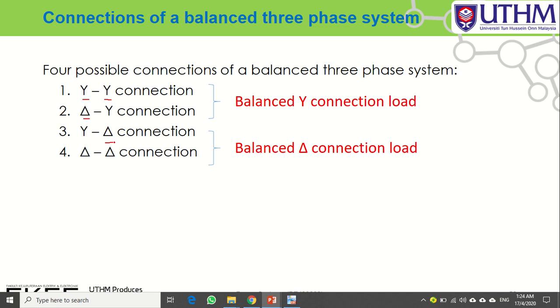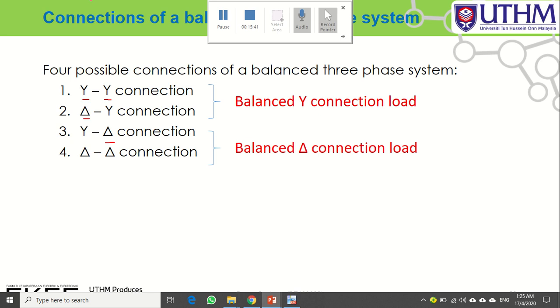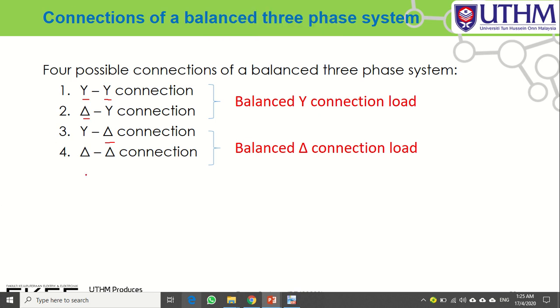Okay, there are four possible connections of a balanced three-phase system. Number one, we call it Y-Y connection. What is the meaning of Y-Y connection? It means that we have a Y connected source and then we have a Y connected load. In this topic we just discuss about balance condition.